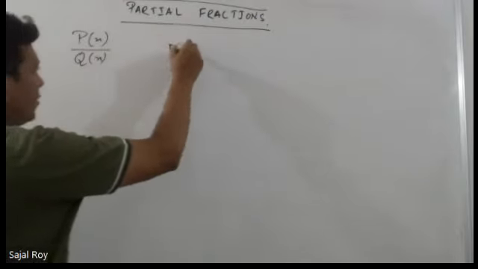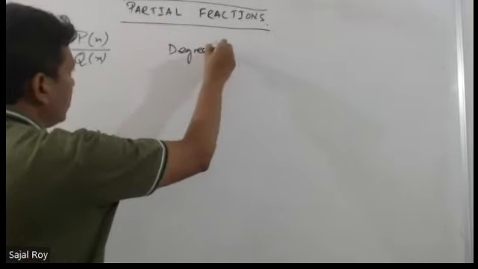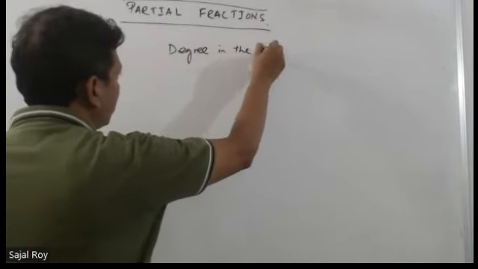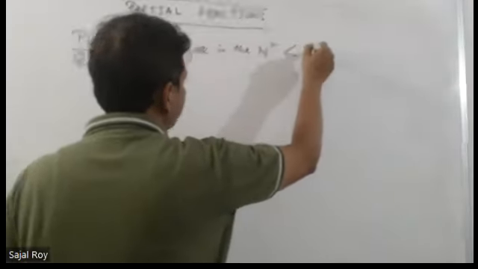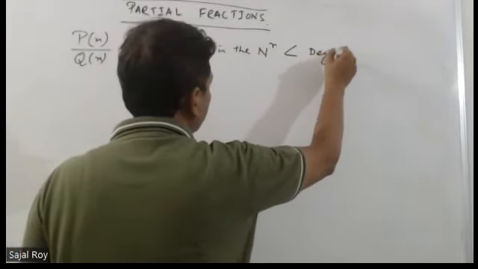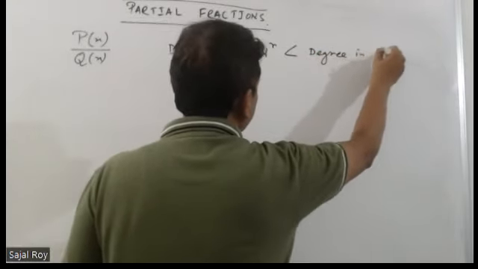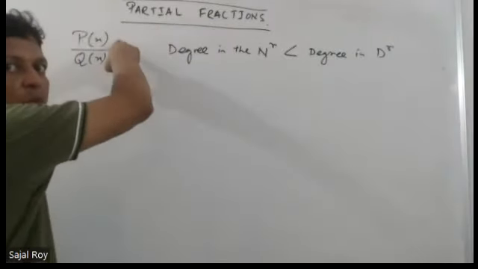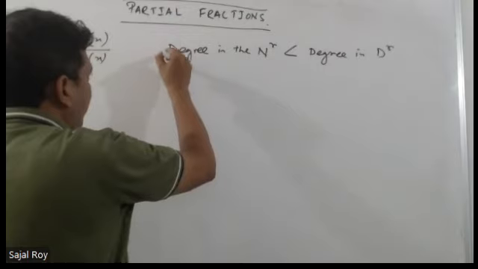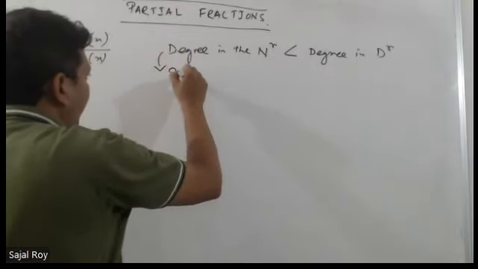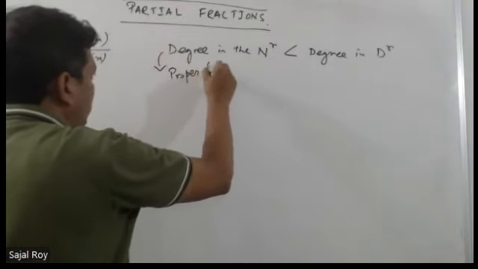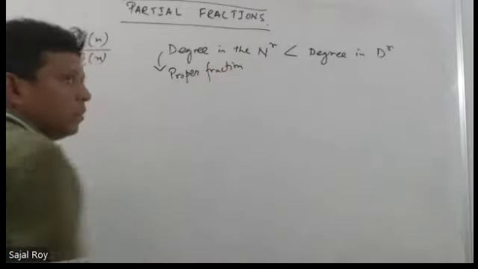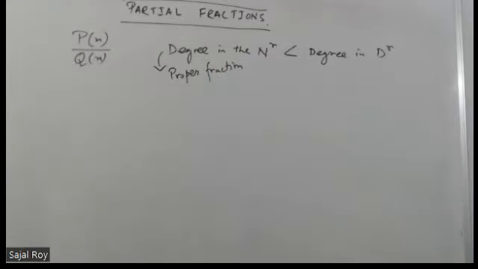So the degree in the numerator is less than the degree in the denominator. That means the denominator has more power than the numerator. Then that type of fraction is called a proper fraction in the case of rational functions. Otherwise it is improper.